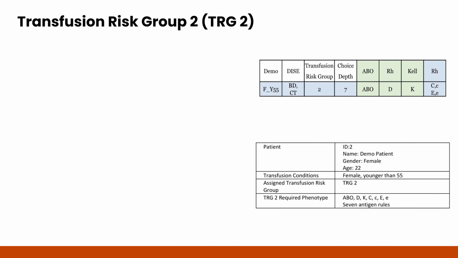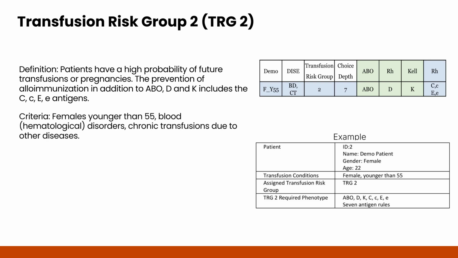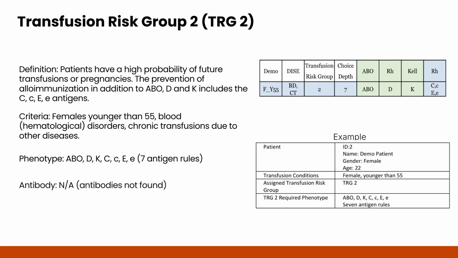Transfusion risk group 2. Definition: patients have a high probability of future transfusions or pregnancies. The prevention of alloimmunization, in addition to ABO, D, and Cal, includes big C, big E, and little e antigens. The 7 antigen rule. Criteria: females who are younger than 55 years old, or patients that have blood disorders, or patients that undergo chronic transfusions due to other diseases. Phenotype: patient-donor matching is based on 7 antigen rules. Antibodies: none found.